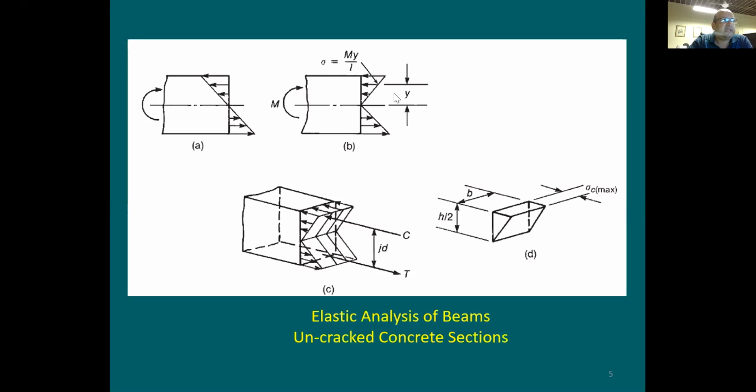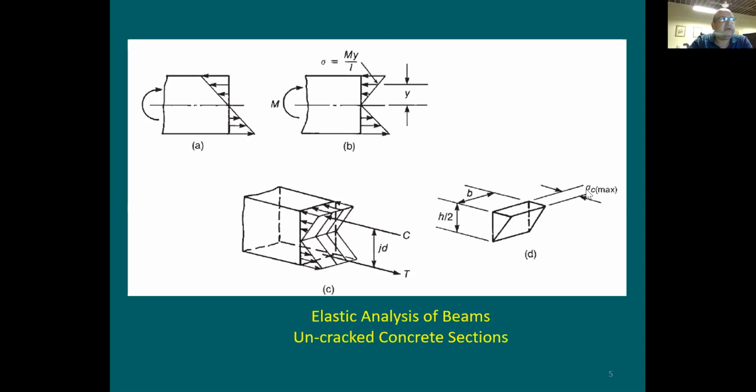This y is going to be the distance from the center, or the neutral axis. We call this the neutral axis. This is where the stress is going to be equal to 0 when you start loading. And this y is going to be the distance to the fibers that you'd like to figure out the stress at, measured from the neutral axis. Maximum y is going to be equal to h over 2. Here we go. This is going to be the maximum y. This is going to be h over 2.